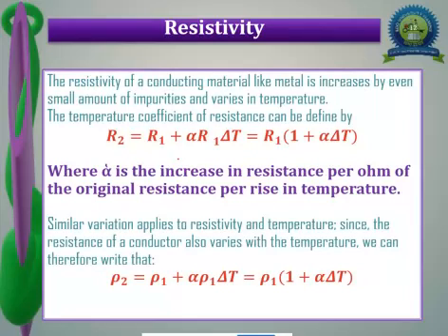Maybe temperature moves from 0 to 100. Is that okay? Your delta T will be 100 minus 0. Similar variation also applies to resistivity and temperature. The same way resistance of a material is affected by change in temperature, resistivity is also affected by temperature. And the expression for resistivity is also given in this equation you have below here.